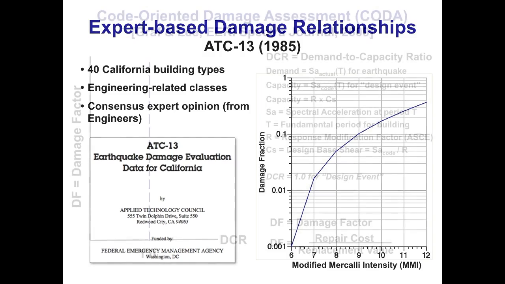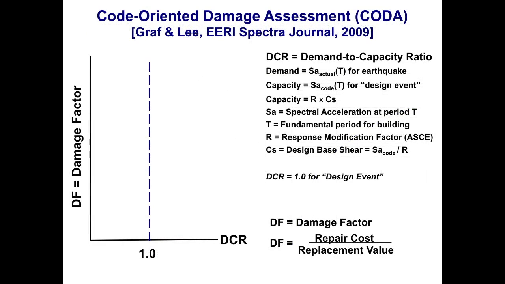There's another type of damage relationship. It's almost a hybrid of engineering and empirical damage relationships. We call it code-oriented damage assessment, or CODA, since it's related to structural design codes in terms of the parameters that are used. Jerry Lee and I developed this back in 2007 and 2008, and it was published in the Spectra Journal in 2009.